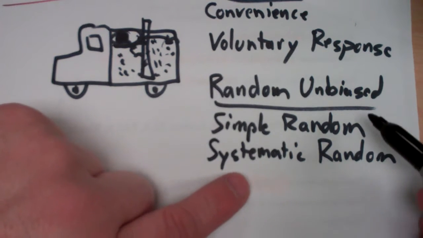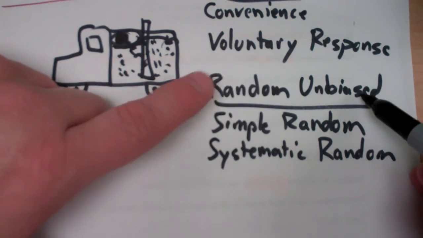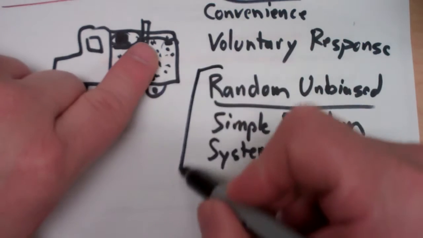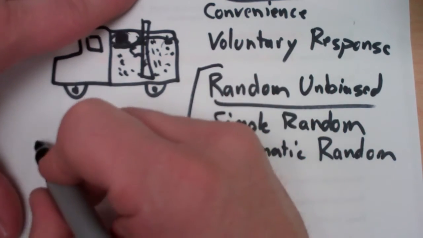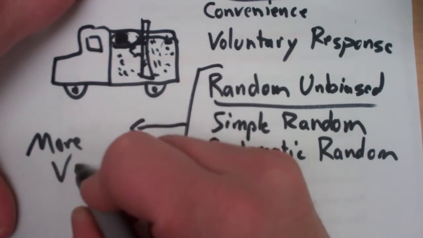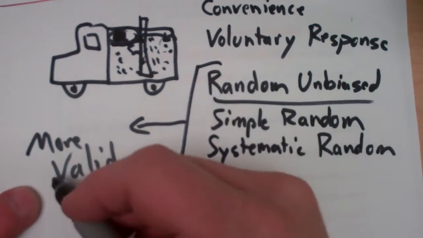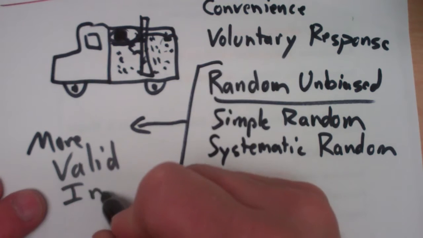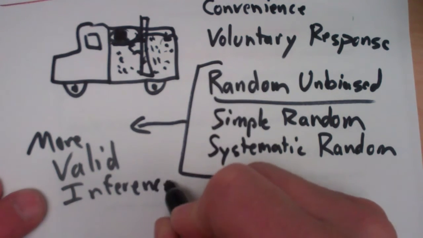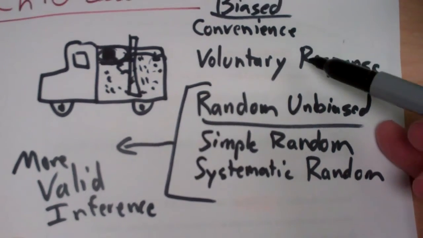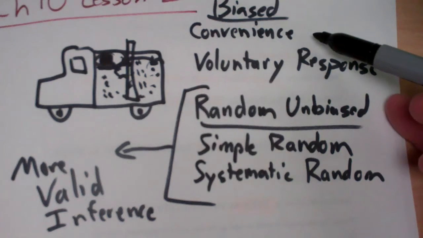Okay? These are ways to hopefully make it unbiased and random, and these are going to lead to more valid inferences. It doesn't guarantee it's valid, but more valid. Now we can make predictions based on them. If it's too convenient, you don't want to make an inference based on that.